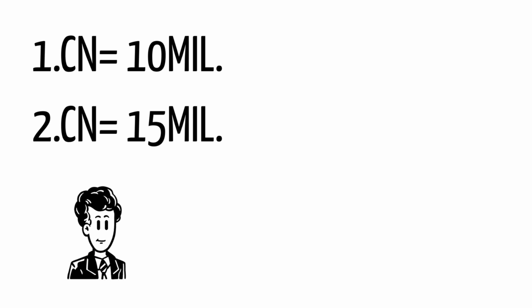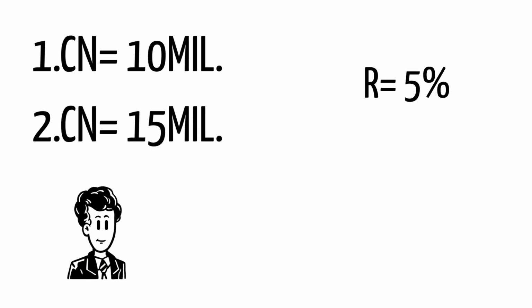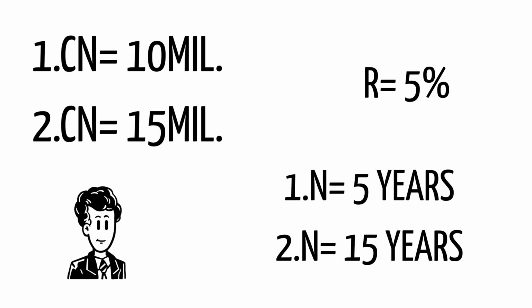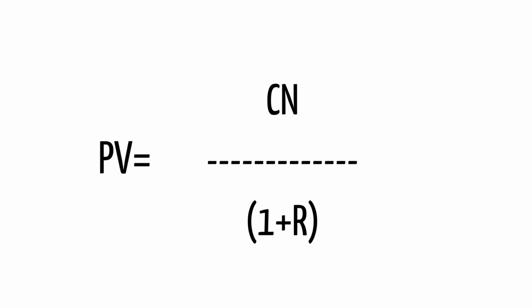For this, we require the final amount CN, here 10 and 15 million, the interest rate R of 5%, and the period N, 5 and 15 years. In the formula it looks like this. Present value equals the final amount over 1 plus the interest rate to the power of time.